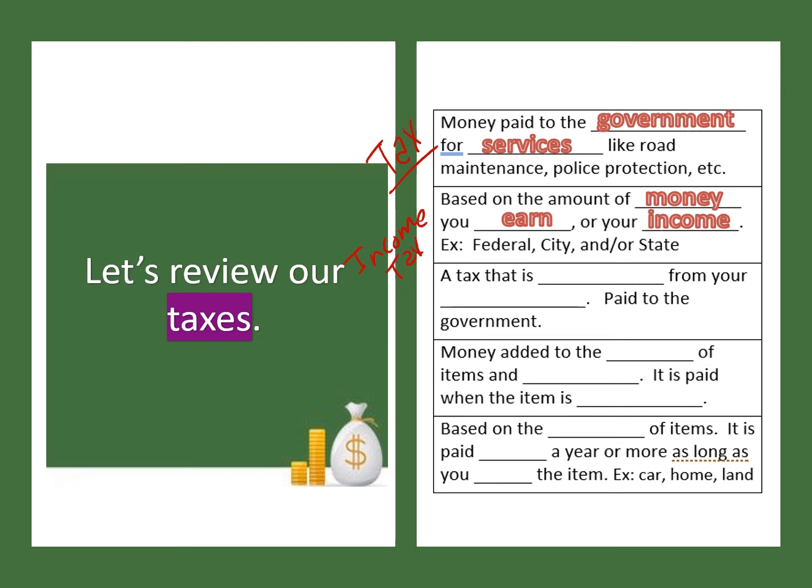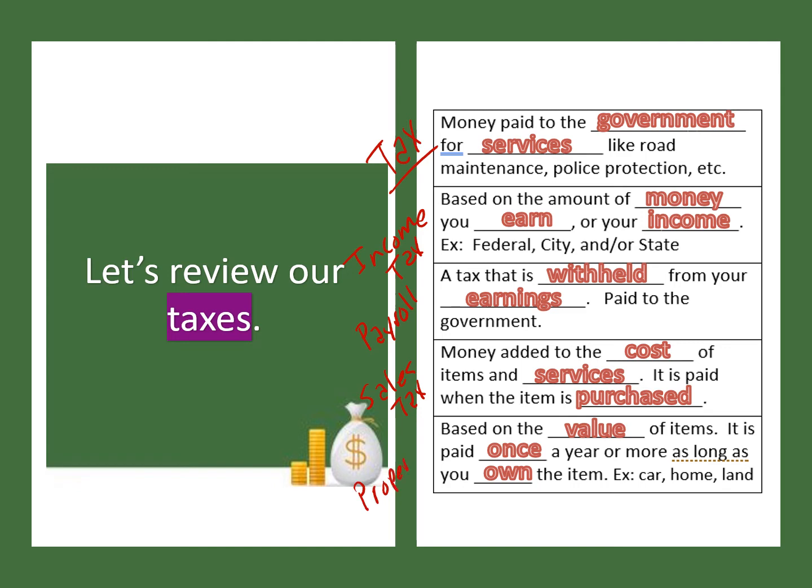Federal, city, and or state tax. A tax that is withheld from your earnings paid to the government is called a payroll tax. Money added to the cost of items and services, paid when the item is purchased, is called a sales tax. And a tax based on the value of items, paid once a year or more as long as you own the item, like your car, your home, and land, is a property tax.